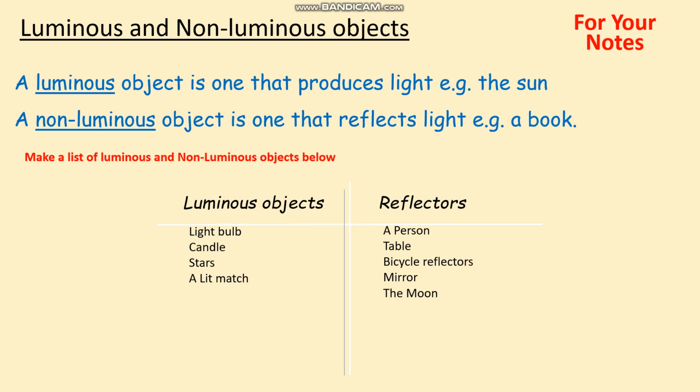Okay, so luminous objects could be a light bulb, a candle, stars, a lit match. Reflectors, well, most objects are in fact reflectors. They don't produce their own light, so a person would fall into that category. Table, bicycle reflectors, a mirror, and the moon. Remember, we see planets and moons by the reflected light of the sun. They are not luminous objects.